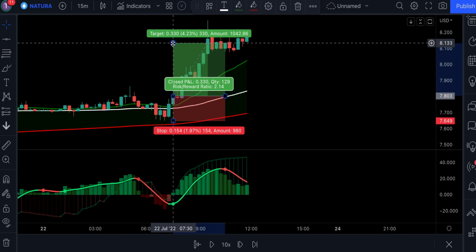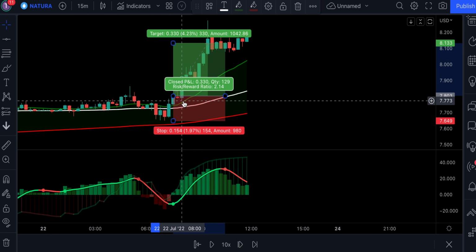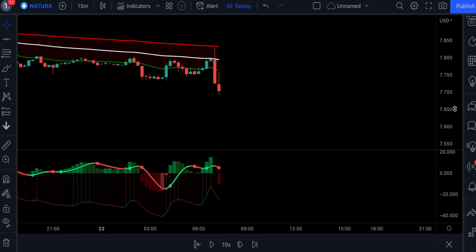Sometimes the risk-reward ratio for the strategy can get really high, which is definitely really good because we can make a lot of money with the strategy. Alright, now let's learn the short positions.